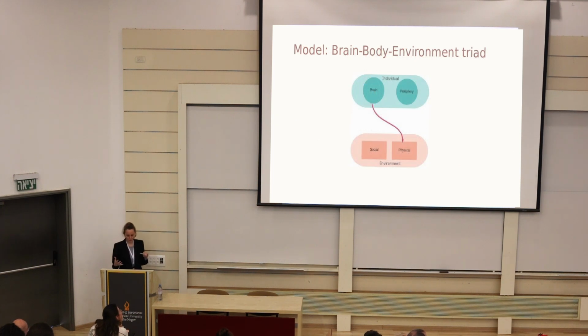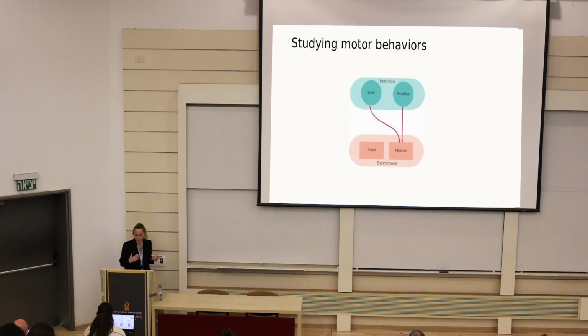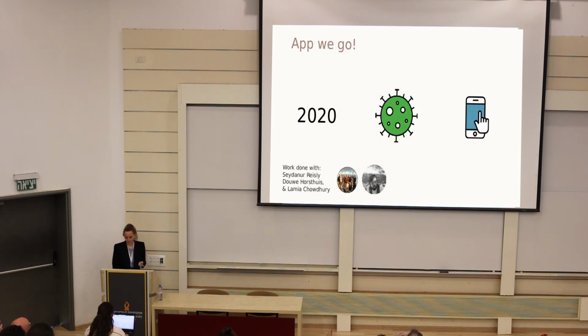So to put it in context, my aim is to test this brain-body-environment triad, where I want to test if the synchronization between the brain and the body with the social and the physical environment is impaired. I showed you some evidence for the brain and the physical. The next goal was to see if there is any impairment in synchronization between the body, or the periphery, and the physical. And as a first proxy of the synchronization, we built an app.